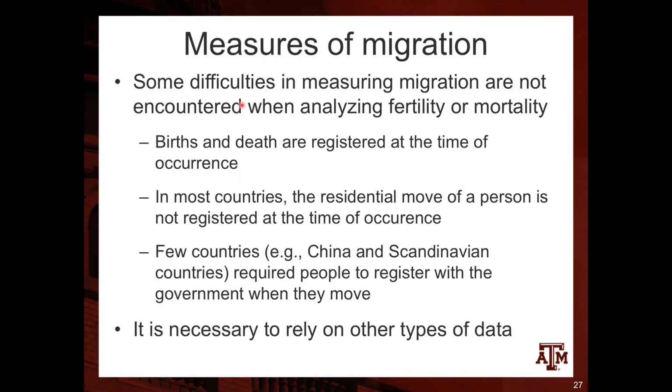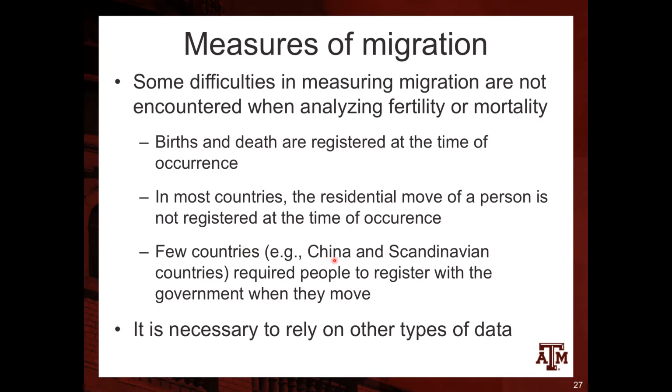So some difficulties in measuring migration are not encountered when we analyze fertility or mortality. Because for fertility and mortality, births and deaths are registered at the time of occurrence. So we have birth certificates and death certificates, using administrative data from the government, that we can use to estimate fertility and mortality rates. However, in most countries, the residential move of a person is not registered at the time that it happens. I mean, there are some exceptions.